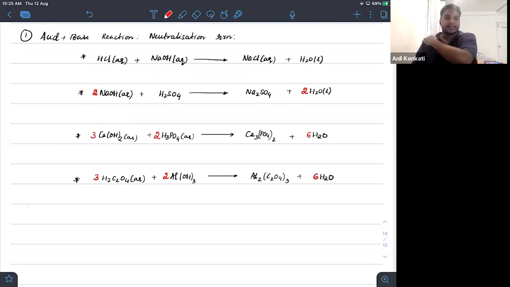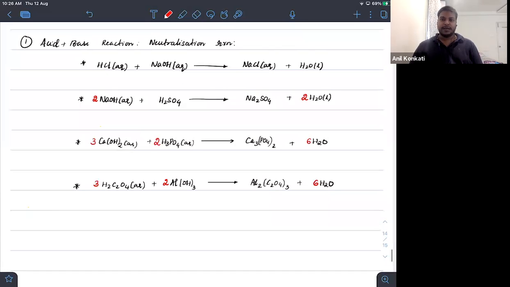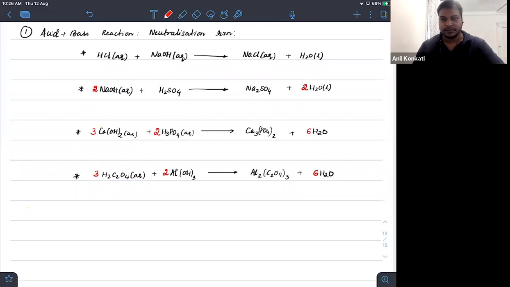So acid-base reactions are simple. You just need to understand which of them is an acid and base, make them react. You'll get salt and water and accordingly balance it. Always start the balancing from the salt end. That makes it easier. Clear, students?